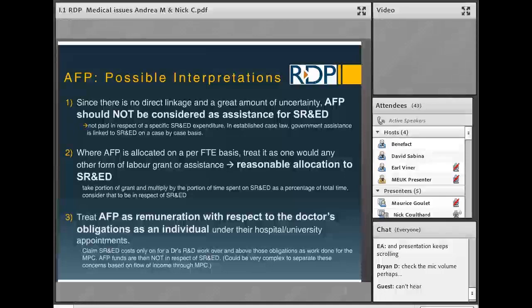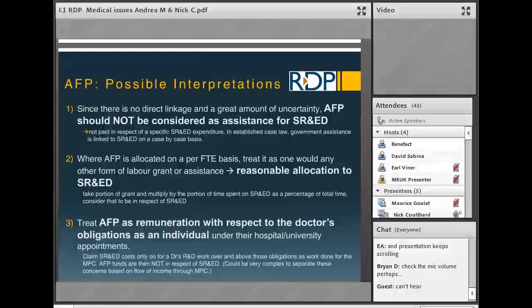So this does require not full tracking of their time, but an understanding of where their on-call hours are, where their hospital duties are being booked in, and then all the additional time that they're spending on R&D or other things, whether it's SR&ED or not.